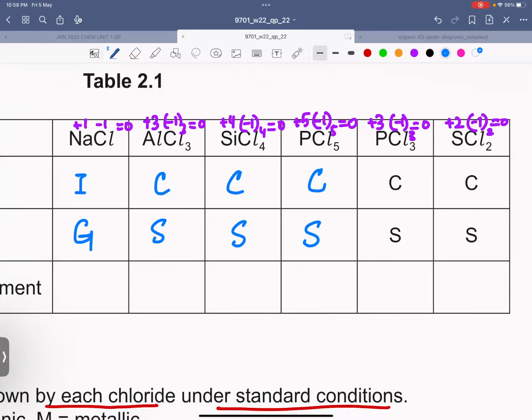So over here, +1, +3, +4, +5, +3, and +2. Is this clear? Yes, sir. Yes.